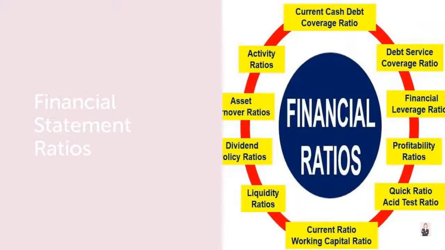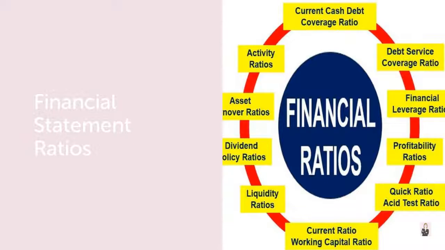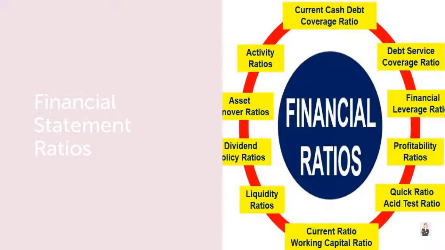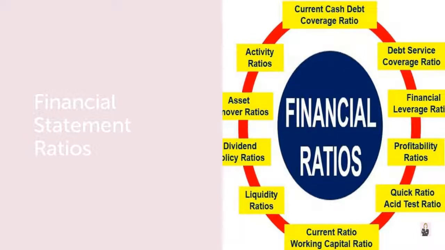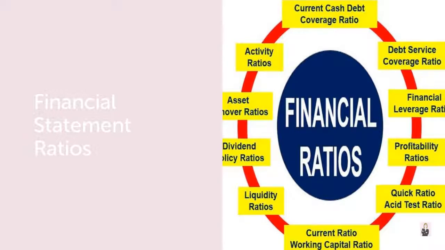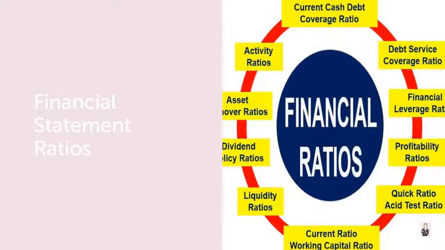The financial statements, along with the financial statement ratios, help us in measuring the health of an organization. Here you'll see that there are several types of ratios, such as activity ratios, debt service, financial leverage, profitability ratio, and liquidity ratio, all helping us as analysts or economists to understand the financial health of the organization.